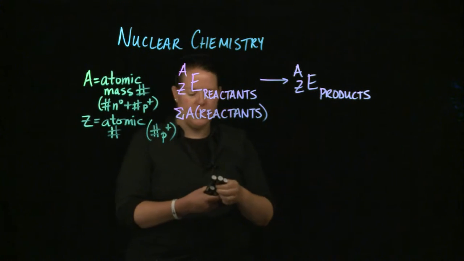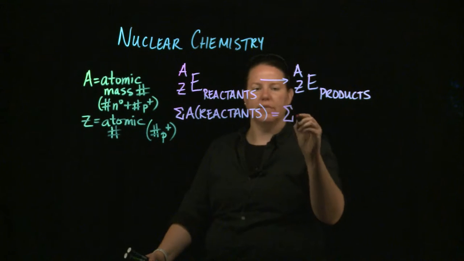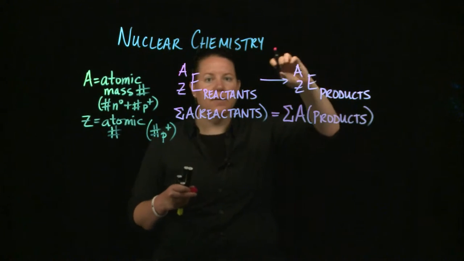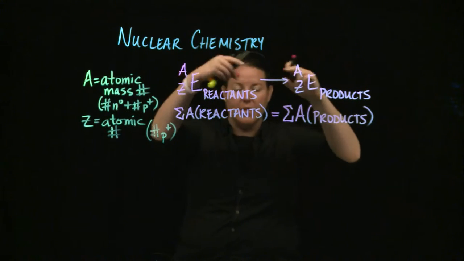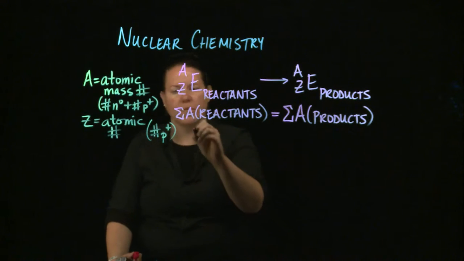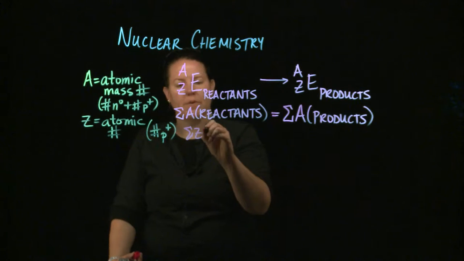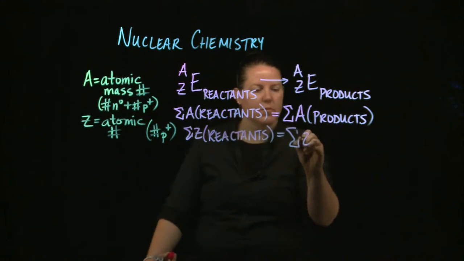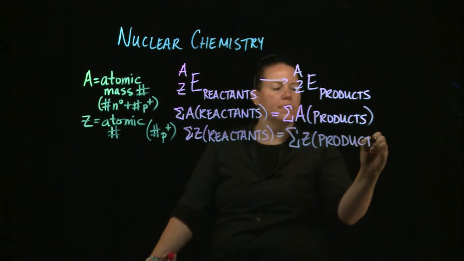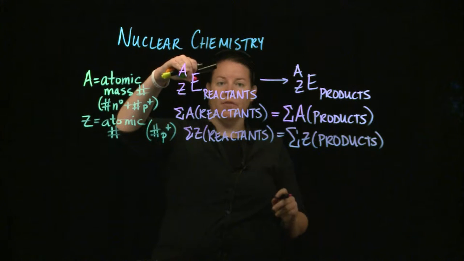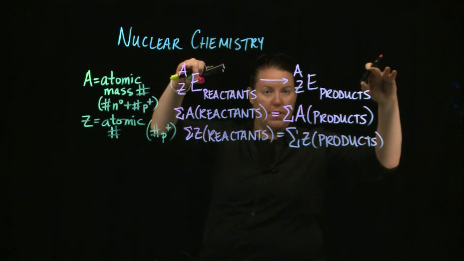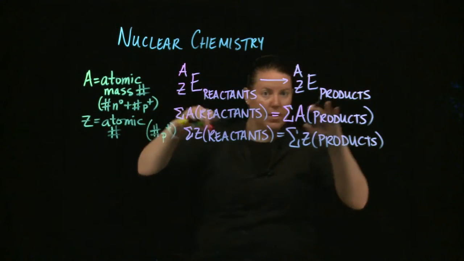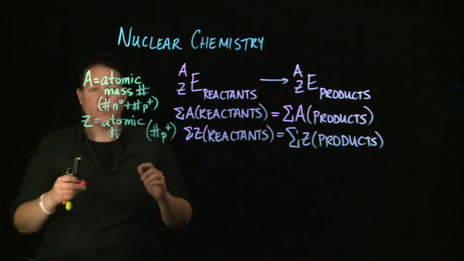Okay, so when I balance a reaction, the sum of the A's of the reactants has to equal the sum of the A's for the products. In other words, if I add all of the mass numbers of all of the reactants and all of the products, they have to equal the same number on either side of the arrow. The sum of the atomic numbers of the reactants has to be exactly the same as the sum of the atomic numbers of the products as well, okay? So the tops added up over here have to equal the tops added up over there. The bottoms, the atomic numbers, added up on this side have to be exactly equal to the bottoms added up over there. So that's what balancing a nuclear reaction means, okay?